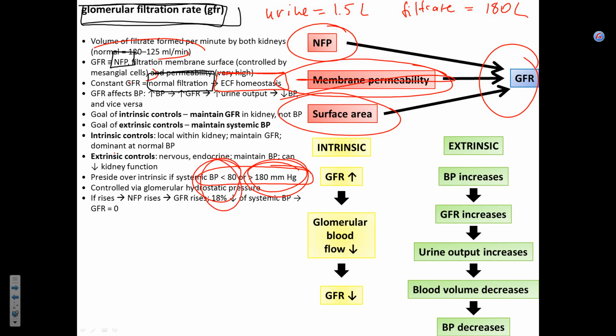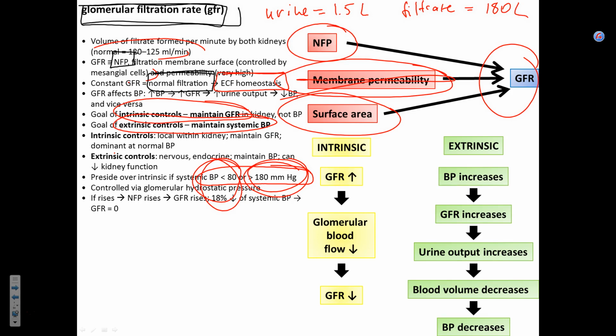Does that make sense? So these intrinsic controls, as I mentioned, maintain glomerular filtration rate. Extrinsic controls maintain blood pressure. And it's a constant teeter-totter between those two. Okay, and we're going to talk about how they work. So first of all, the general idea. How does an intrinsic control mechanism work in general?